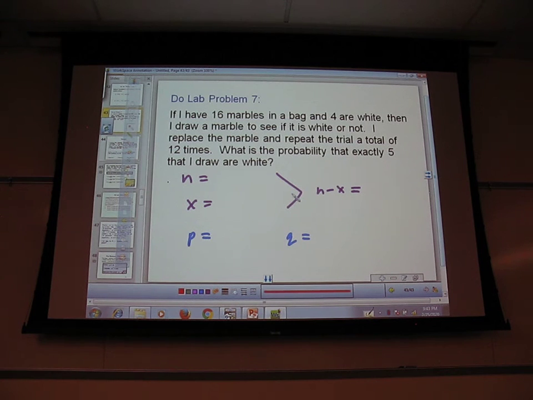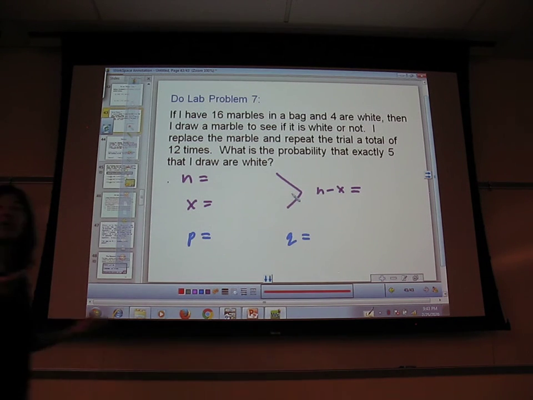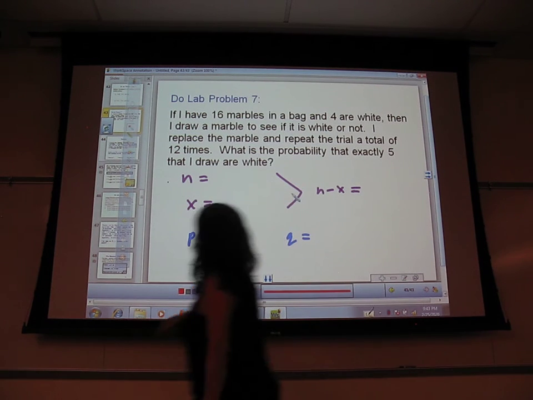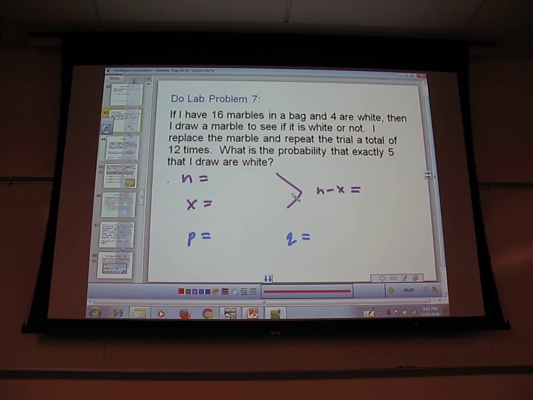Okay, what's n, guys? What are you doing over and over again? You're drawing a marble over and over again. How many times are you drawing a marble? 12 times. Everybody see that part? So this is my n, 12. And then what's my x? How many successes do I want? 5. Exactly 5. That's my x.